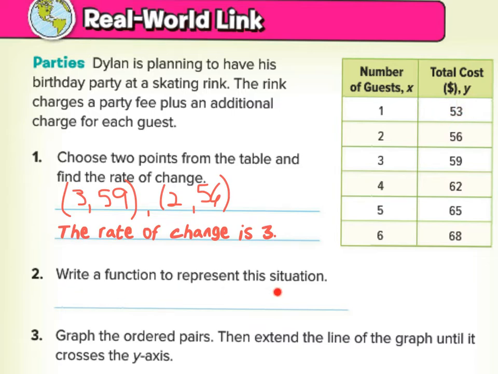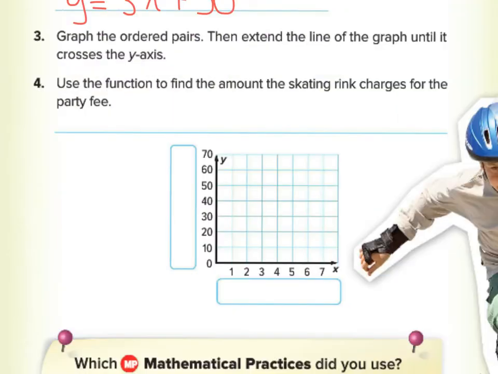Write a function to represent this situation. So my final cost, which will be my y, right? y equals mx plus b, don't forget. I could do y equals 3x, $3 per person, plus the $50. So if I pay $50 for the place, and I do 3 times 1, and I add that, 3 plus 50, I get 53. So when it's one person, it's going to be 53 in total. Makes sense. If it's 2 people, 3 times 2 will be 6, and 6 plus 50 is 56, as you can see there. So it makes sense.